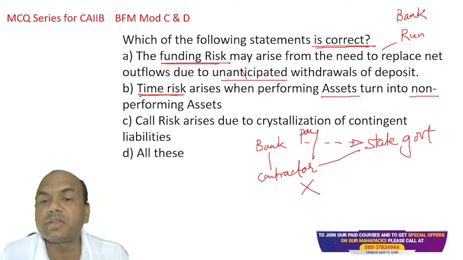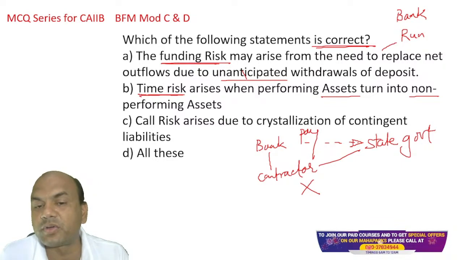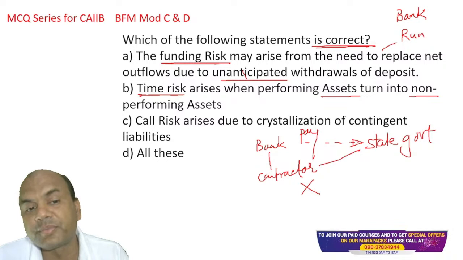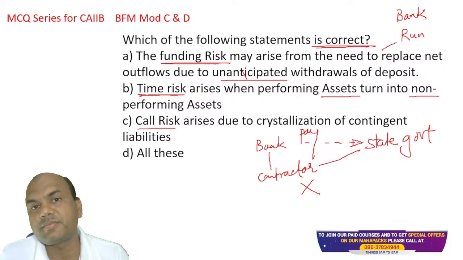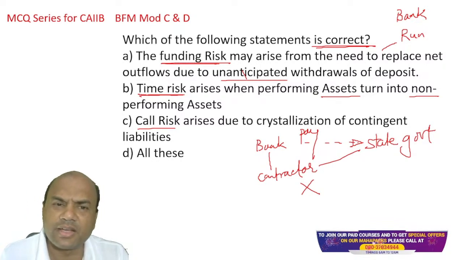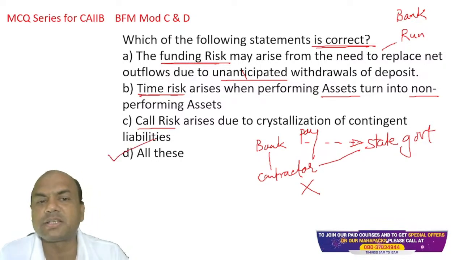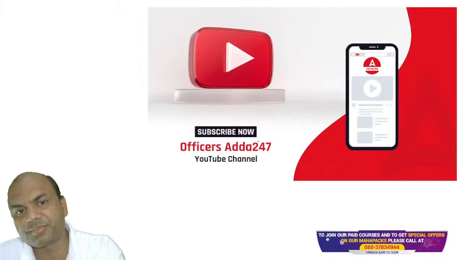So which of them is correct? Call risk arises due to crystallization of contingent liability. That is also true. So the answer is what? Call risk, time risk, and funding risk. What is the answer? Isn't it? It's all of these. All of these, right? That is the correct answer.